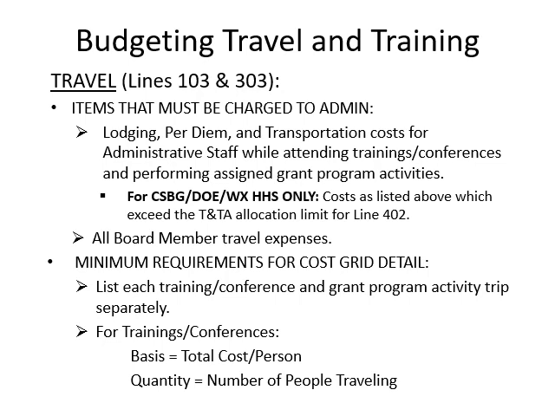The minimum requirements for the cost grid detail on the travel budget are that you need to list each training or conference and program activity trip separately. For the trainings or conferences, the basis that you need to use is the total cost per person, and the quantity column should be completed by putting the number of people traveling.